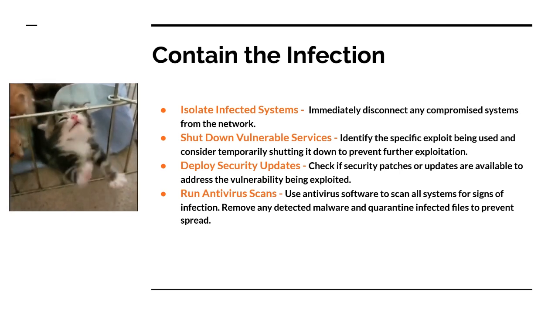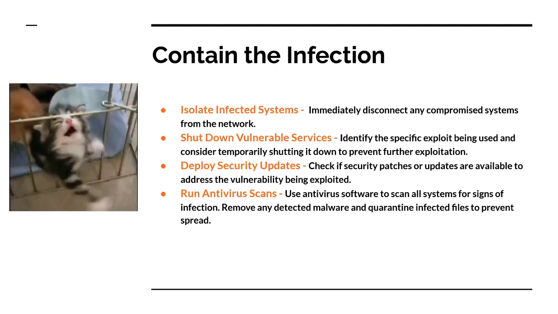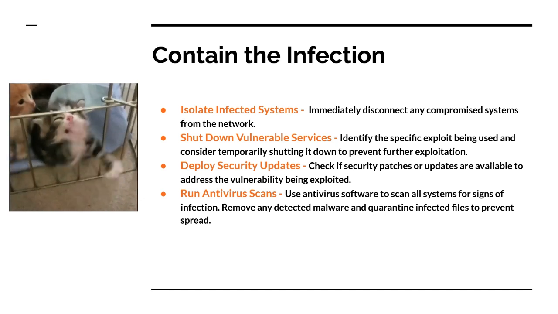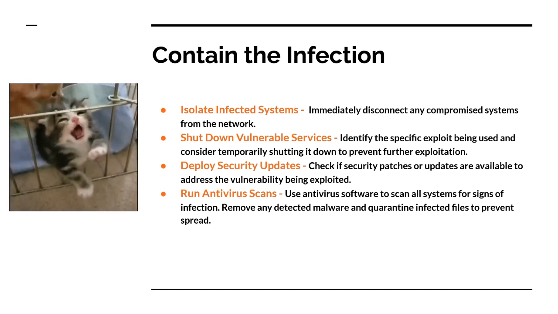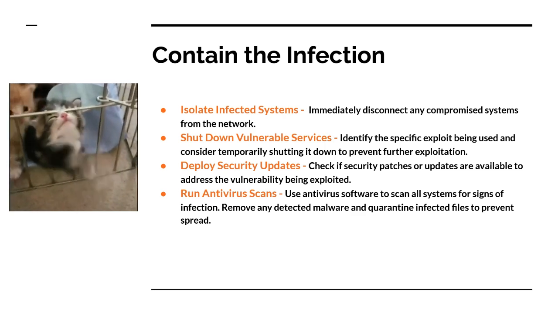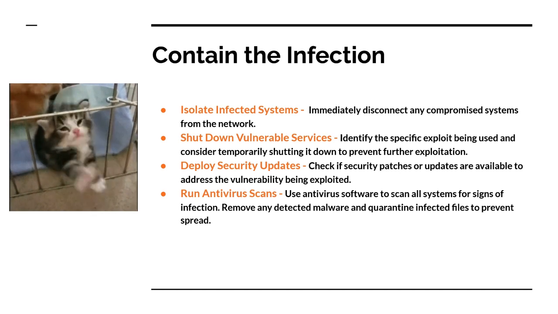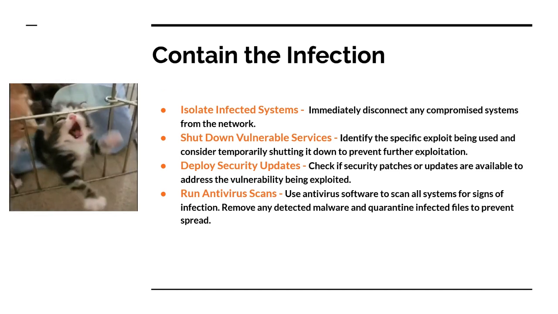Isolate all infected systems. Immediately disconnect any compromised systems from the network. You also need to shut down your vulnerable services. Once you've identified which exploit the attackers used, consider temporarily shutting it down to prevent any further exploitation. You also need to deploy security updates. Check if security patches or updates are available to address the vulnerability being exploited.